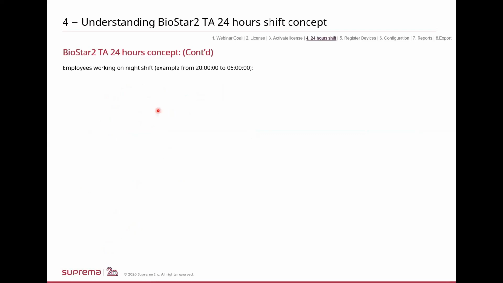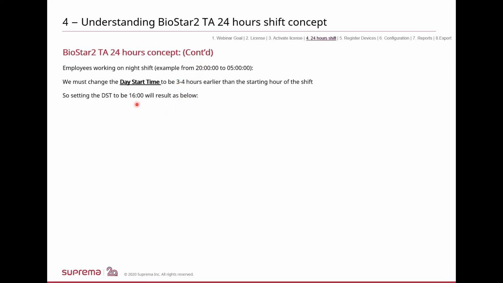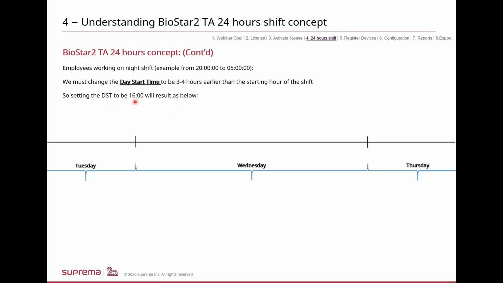So we need an example where we have a night shift from 8 p.m. to 5 a.m. We need to select the day start time to be 3 to 4 hours earlier than the starting duty time. So if the duty time at night is 8 p.m., let's say minus 4. So let's set up our day start time to be 4 p.m. So in this setting, the set point of changing the days is 16.